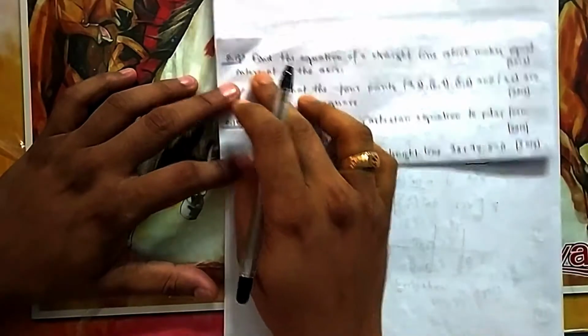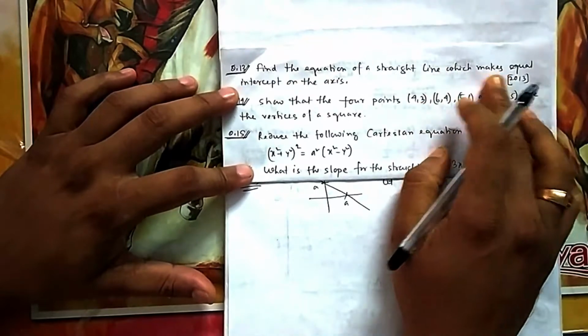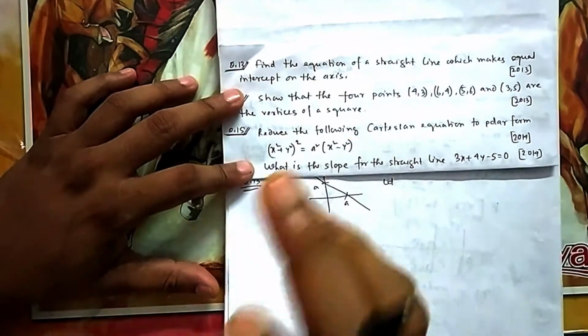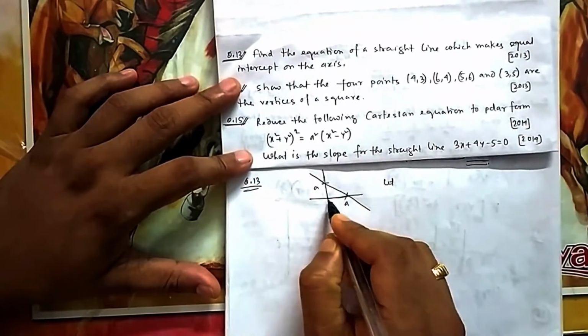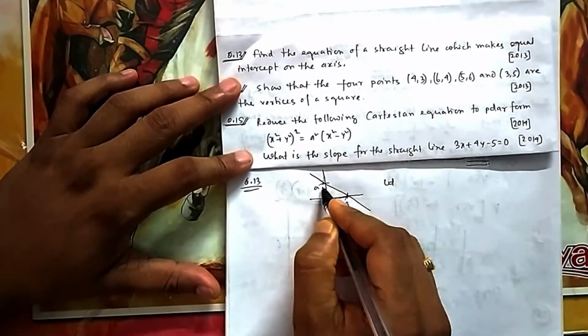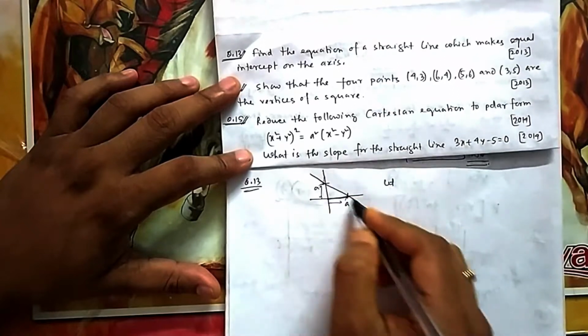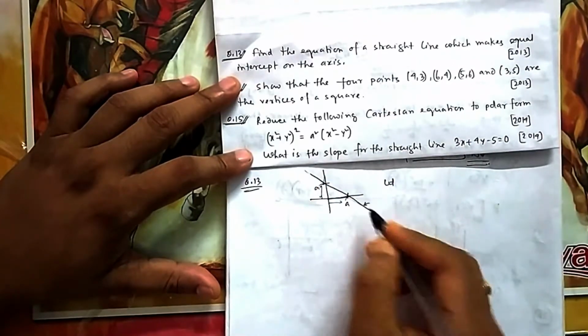In question number 13, find the equation of the straight line which makes an equal intercept on the axis. Just equal intercept. They have not mentioned any value. So let me take any value. Let me take this intercept is A and this length is also A. So this is the straight line, and we need to find the equation of the straight line.